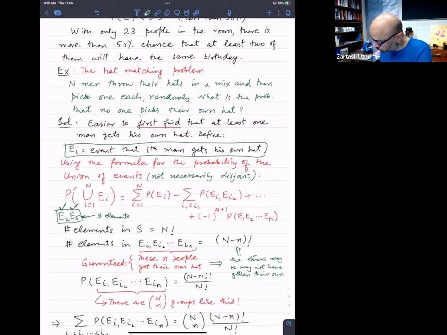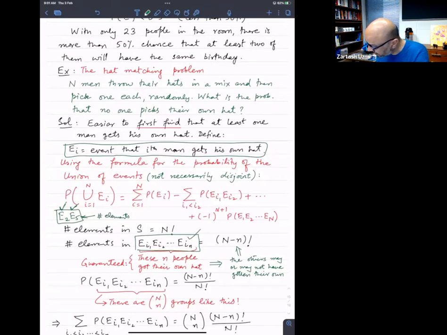ठीक है. सो यहां पर देखें, यहां मैंने कहा EI1 EI2 all the way up to IN. ये small n number of people हैं. All of these guys, they got their own hat. I don't know about the others. कितने बच गए बाकी? कैपिटल N में से स्मॉल n माइनस कर दें, उतने बाकी बच गए.